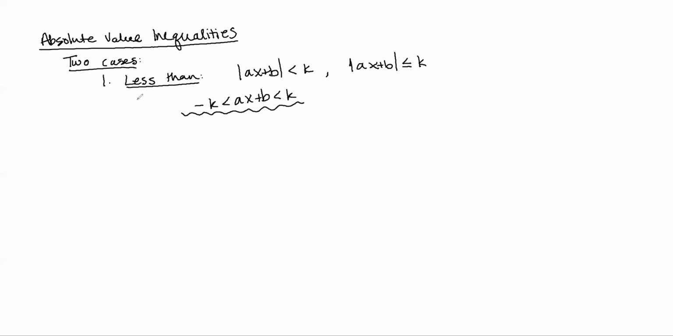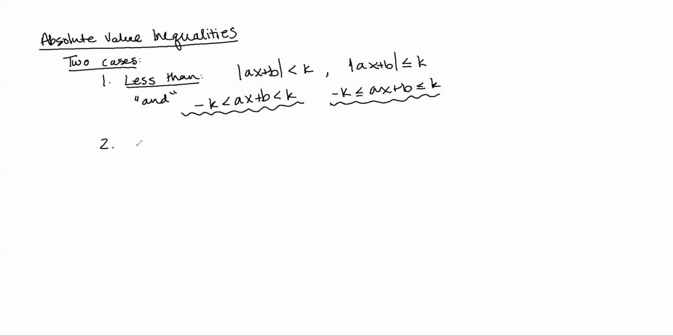You can think of this like an and inequality or a three-part inequality. Same thing if you have a less than or equal to, take what's on the inside, put less than or equal to k on the right, and then match that on the left, except with a negative k. So notice how we're still using the positive and negative k, but now we're turning it into a compound inequality.